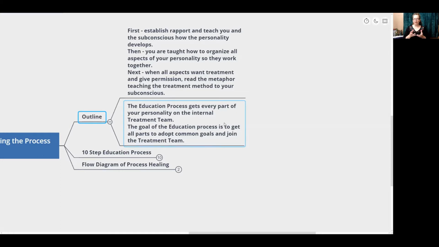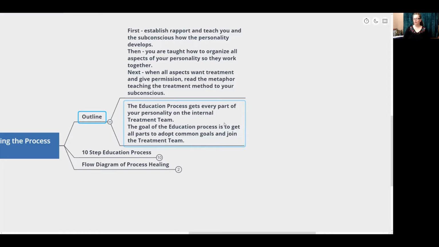So when all of the aspects want to join the treatment team and you give permission, then you read the metaphor teaching the treatment method to your subconscious. This chapter 3 is designed to teach you the process healing method by presenting the education process that gets every part of your personality to join the treatment team. The education process is a sequence of interventions. So you and your subconscious are taught these interventions, making sure that nobody is hiding, nobody fearful. All of the parts are wanting to be integrated.